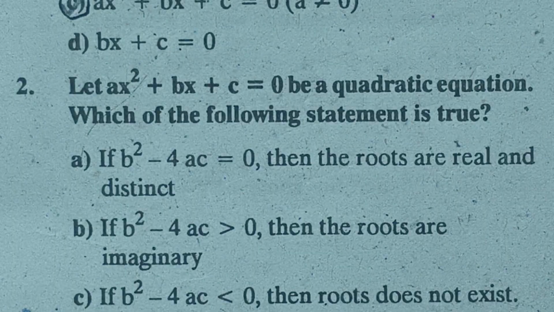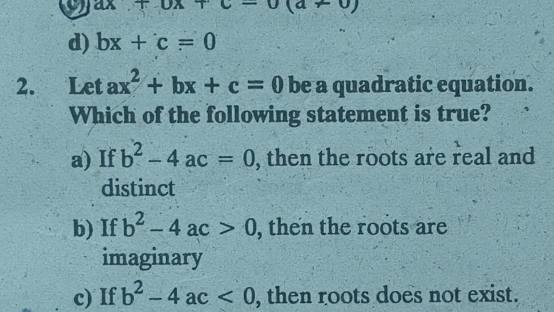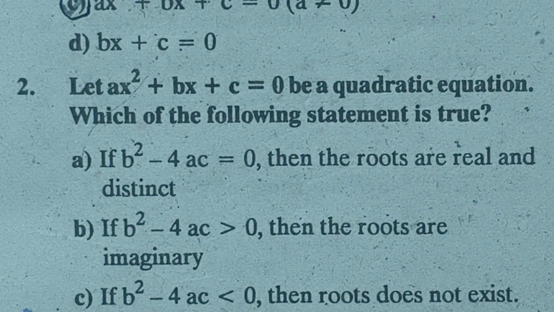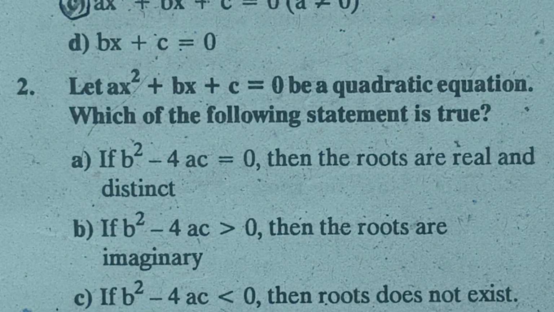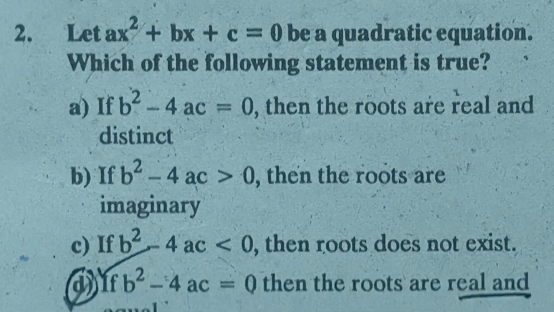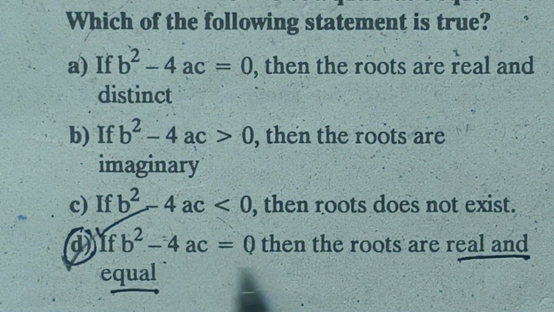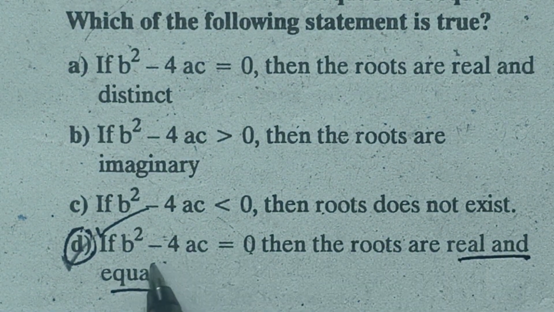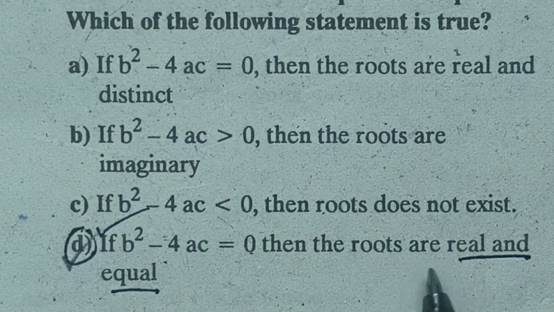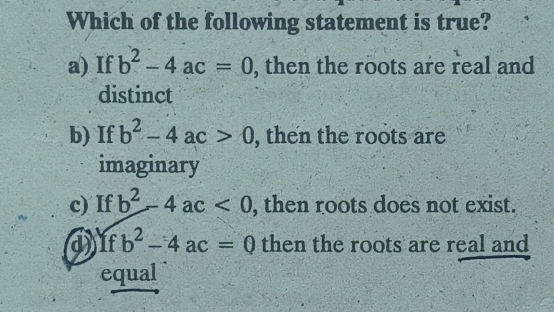Option D is the correct answer. If b squared minus 4ac is equal to 0, then the roots are real and equal. Next.